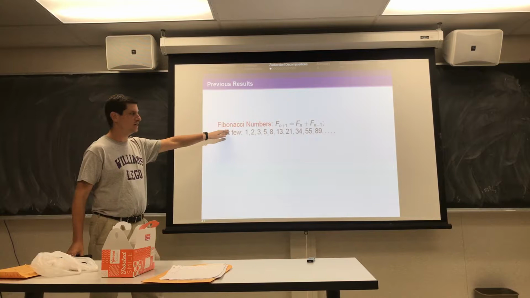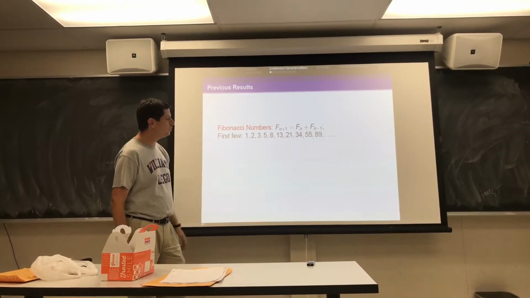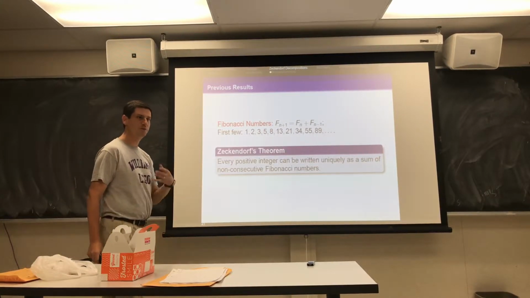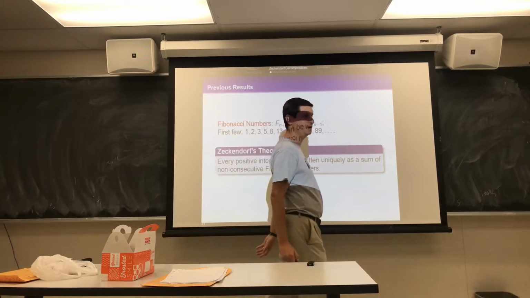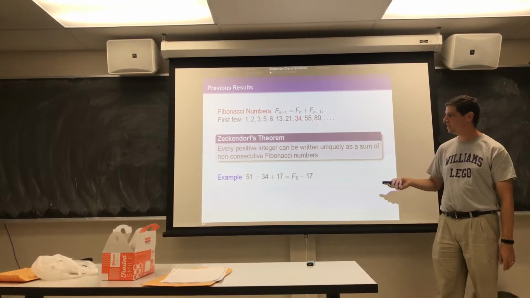The Fibonacci numbers are defined by the following recurrence. Each number is the sum of the previous 2. I start with a 1 so that I have the following beautiful theorem. Every positive integer can be written uniquely as a sum of non-adjacent Fibonacci numbers. And we talked about this last time, 51, since we have a guest.